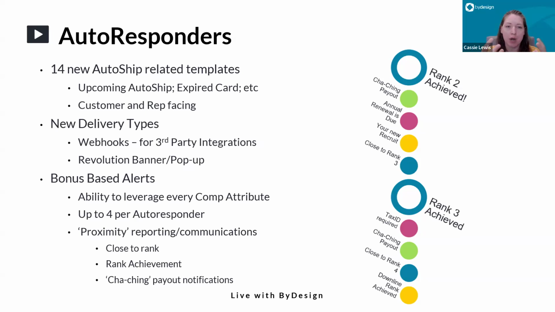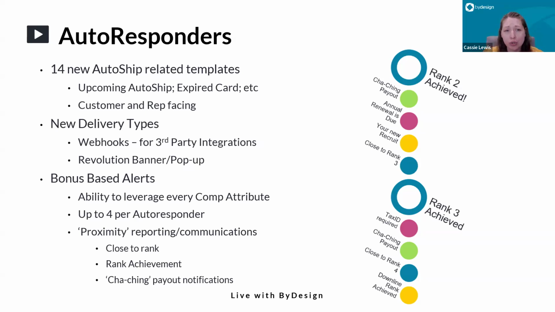In short, autoresponders are automated communications that you can set up that are going to be sent out based on real-time data. We have added 14 new auto ship templates to help you communicate on upcoming auto ships, expired cards. You can communicate to the customers about their auto ships, or to a rep about their customers' auto ships. So 14 new ones there.